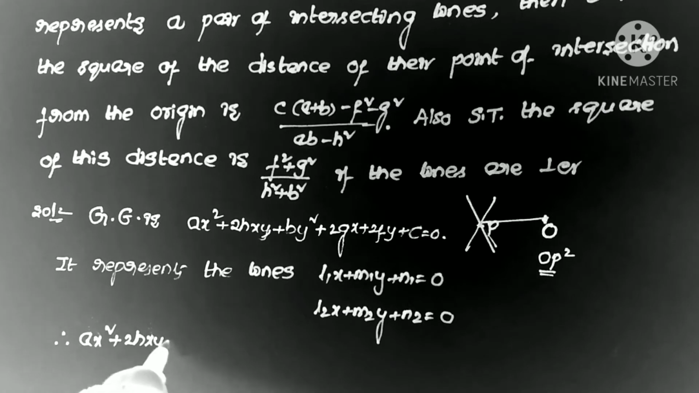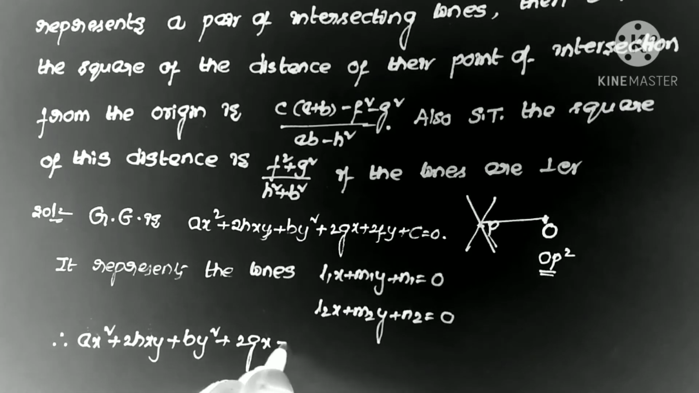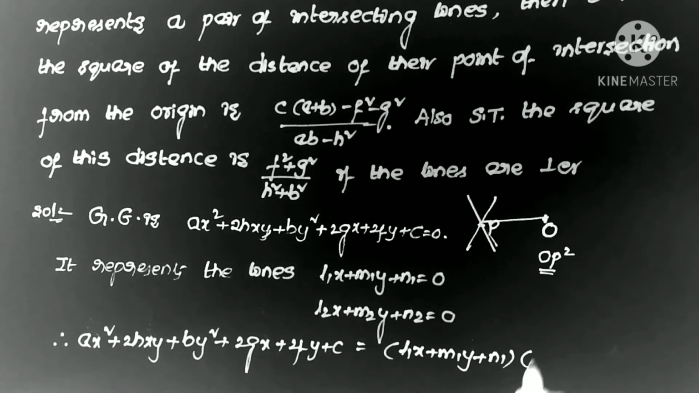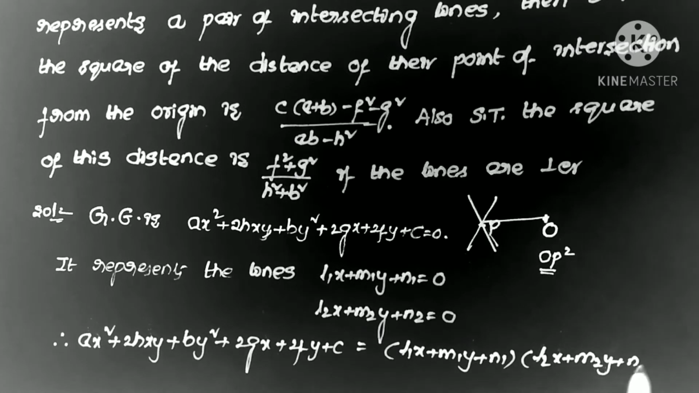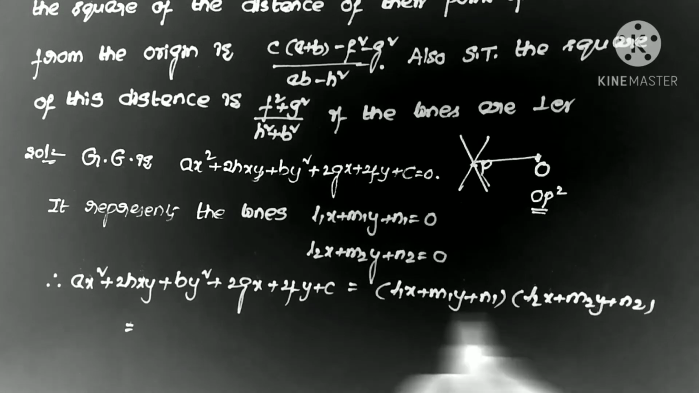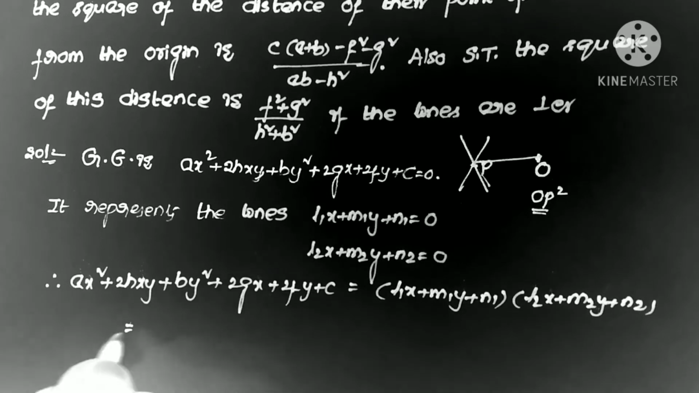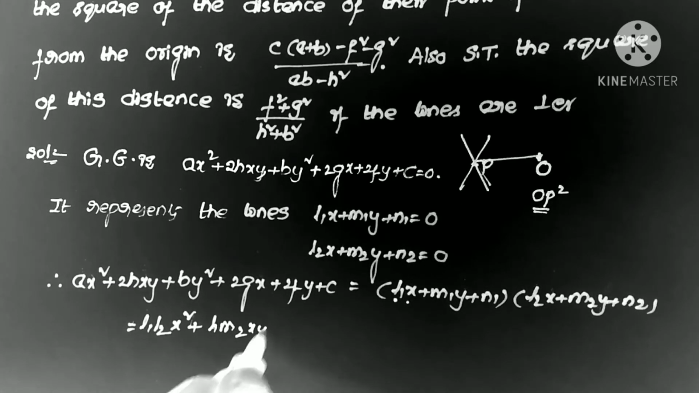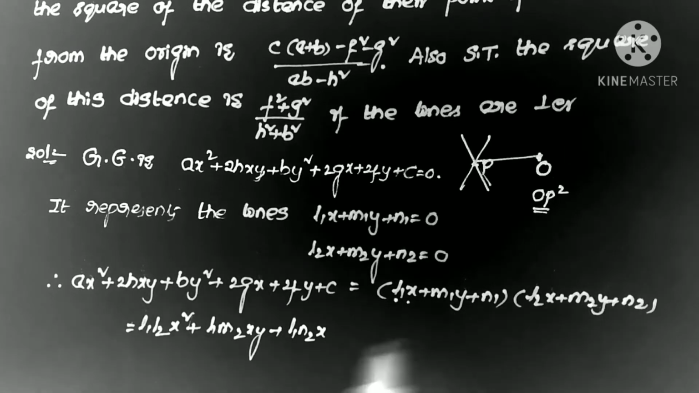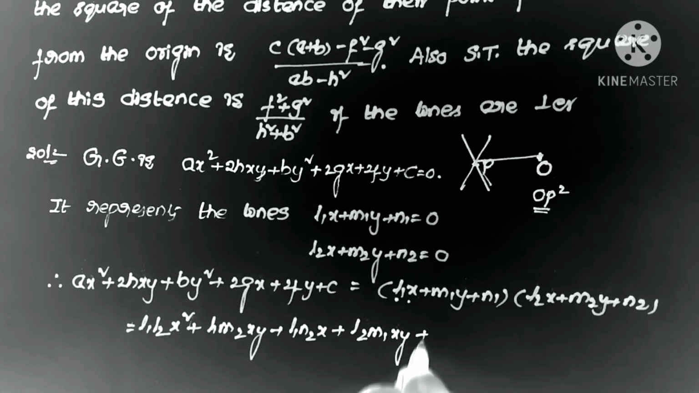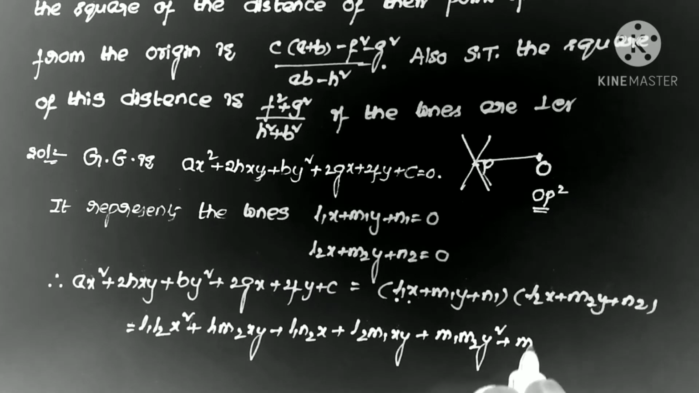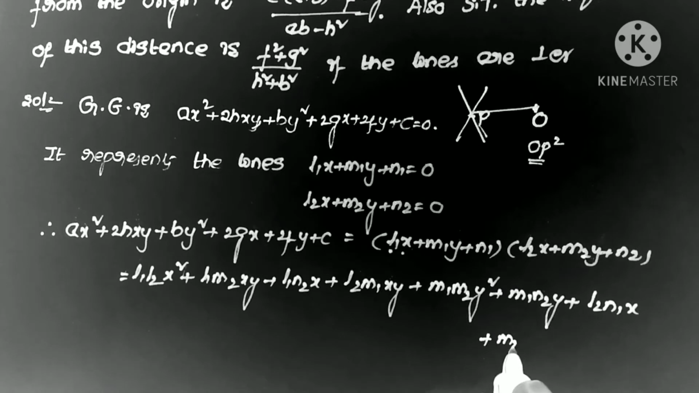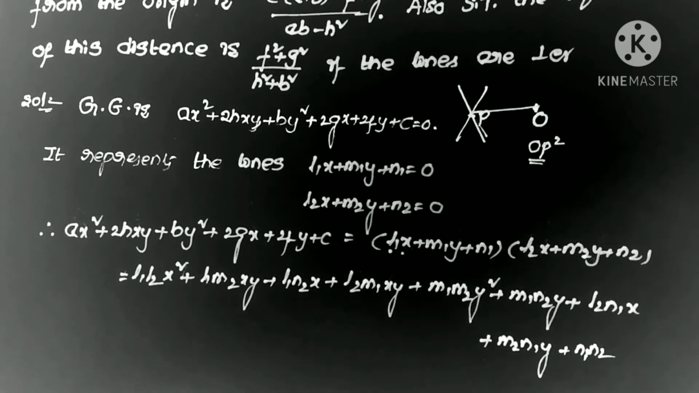Therefore the given pair of straight lines is nothing but the product of the two lines. So ax² + 2hxy + by² + 2gx + 2fy + c = (L1x + M1y + N1)(L2x + M2y + N2). Now we take the product: L1x into these three values gives L1L2x², L1M2xy, and L1N2x. Next M1y into these gives L2M1xy, M1M2y², and M1N2y. And N1 into these gives L2N1x + M2N1y + N1N2. So these are the product values.